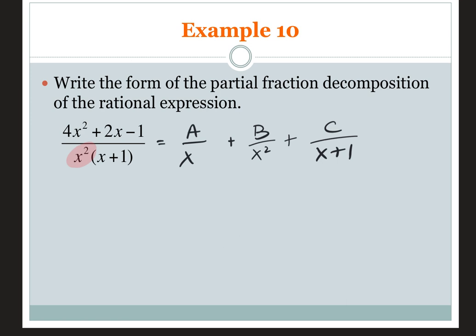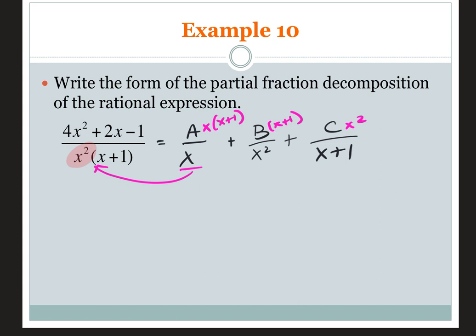Then I do the same next step, which is see what's missing from the denominator compared to the original one. From x to x squared times x plus 1, what's missing? How many x's do I need? 2. So I'm missing an x, and I'm also missing the x plus 1. Now go to b. What's missing? The x plus 1. Now go to c. What's missing? The x squared.